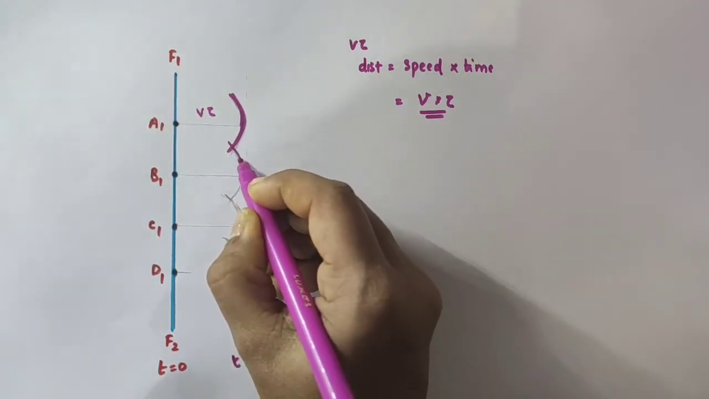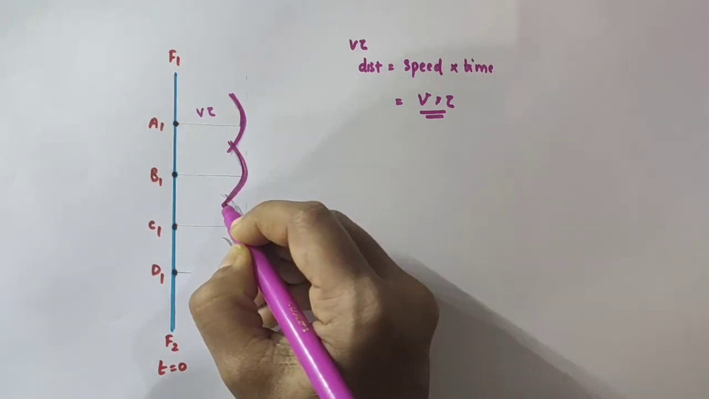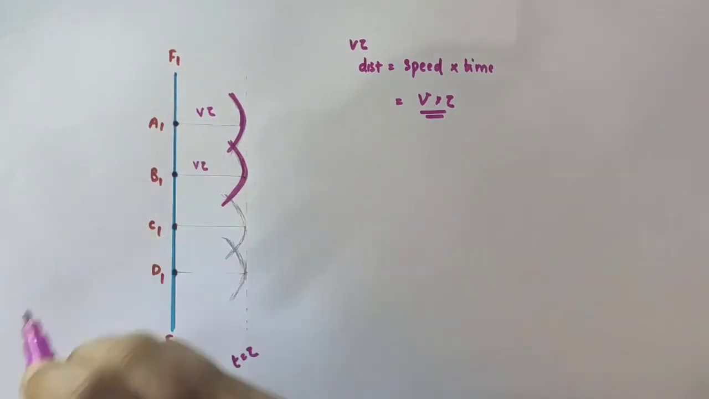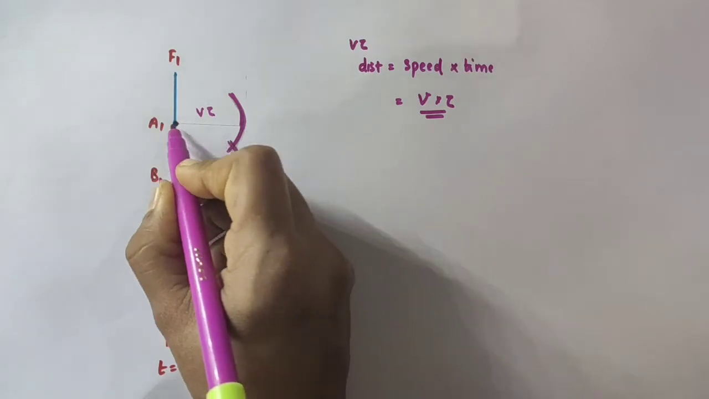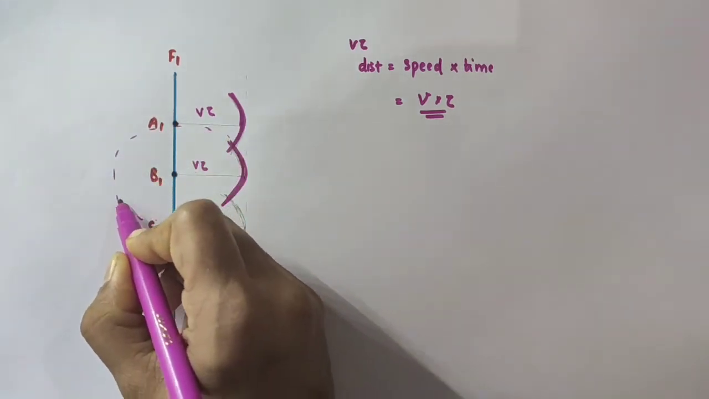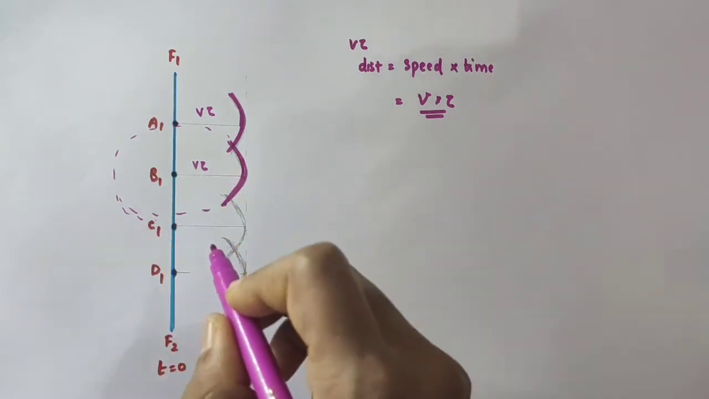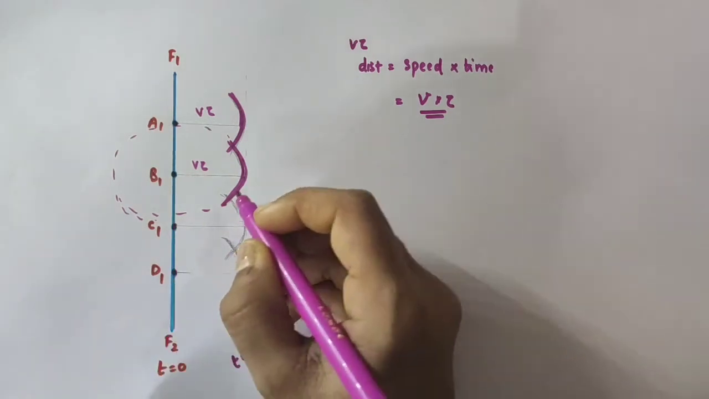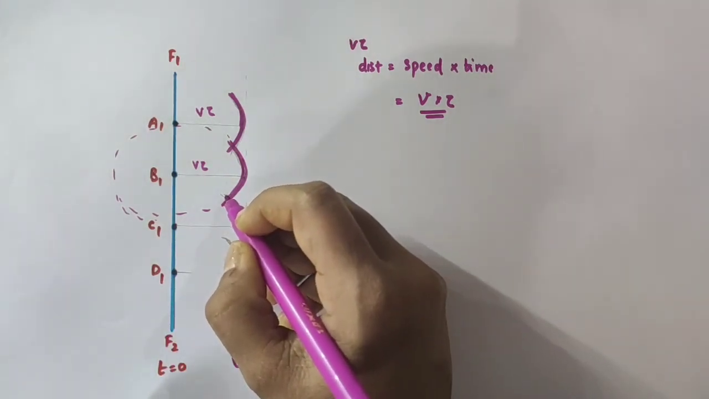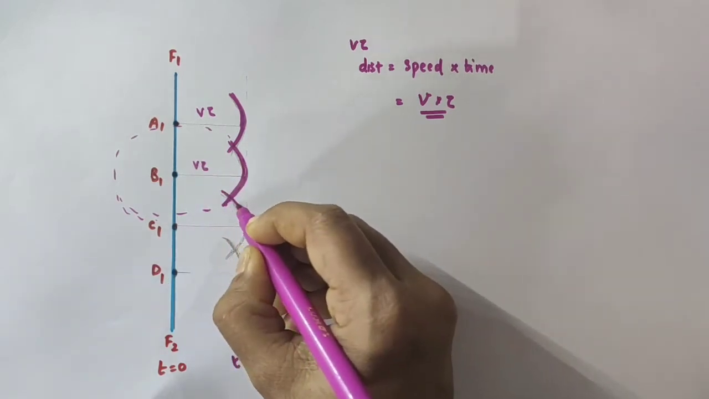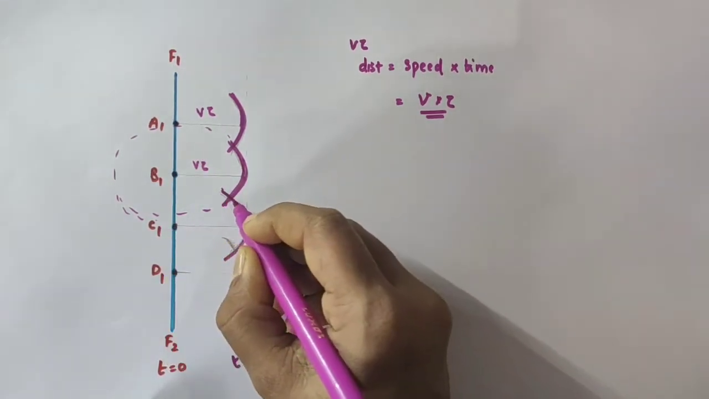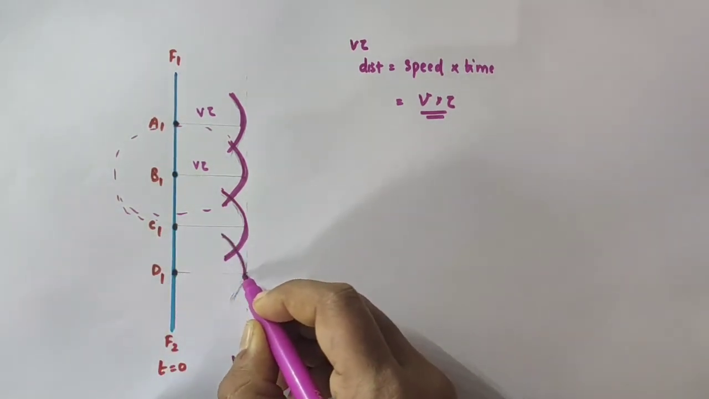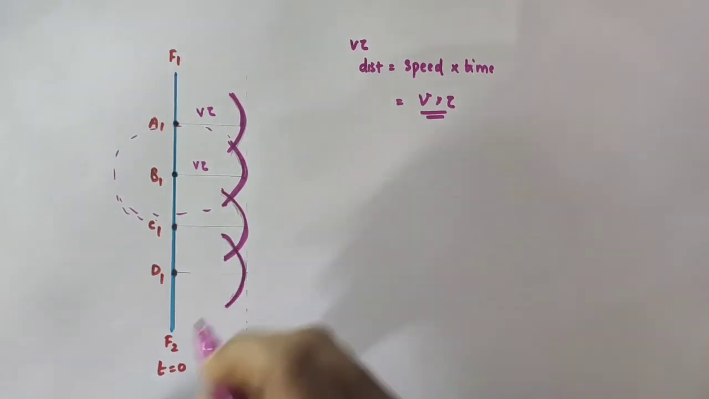So let this be the portion of that secondary wavelet with the radius v tau with this point B1 as a center. In this case also we have the portion of that secondary wavelet somewhere here, but we are not considering this portion because we already said backward doesn't exist. Next we want to draw another secondary wavelet. We want to draw another sphere of radius v tau by taking this point C1 as the center. Then again, by taking this point D1 as the center, we want to draw another sphere here.